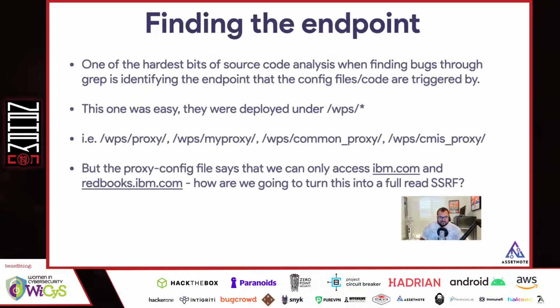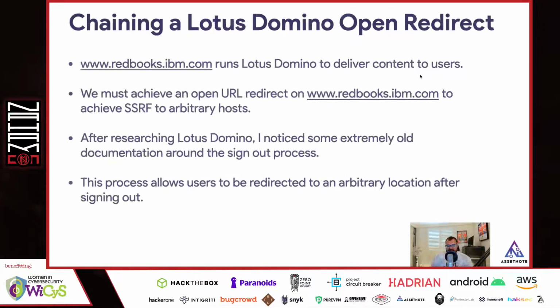One of the hard things about mapping, when it comes to going from the mappings that we found earlier back to endpoints on the application, is that it's the difficult part sometimes. Knowing that there's a mapping available isn't enough. You need to be able to know where you can hit the application to reach that mapping and that piece of code. So this one was pretty easy. It was deployed under /WPS. So we found that there was /WPS/proxy, myproxy, common proxy, and so on. But the proxy config file says that we can only access ibm.com and redbooks.ibm.com. How are we going to turn this into a full read SSRF? Well, this is where the magic happens.